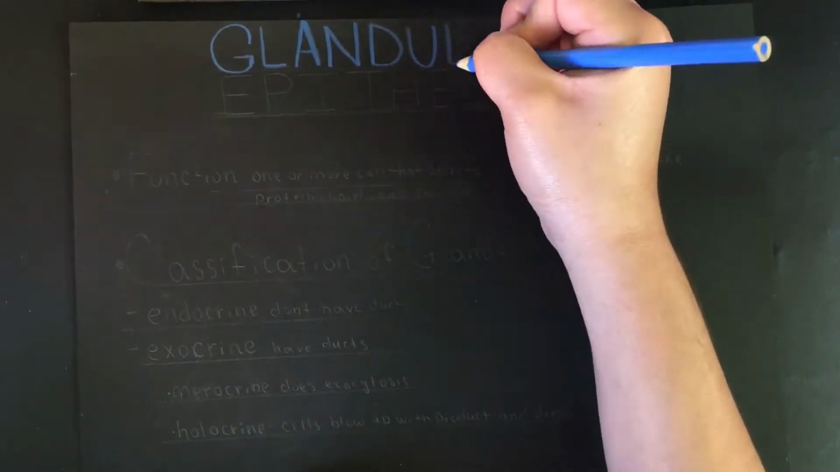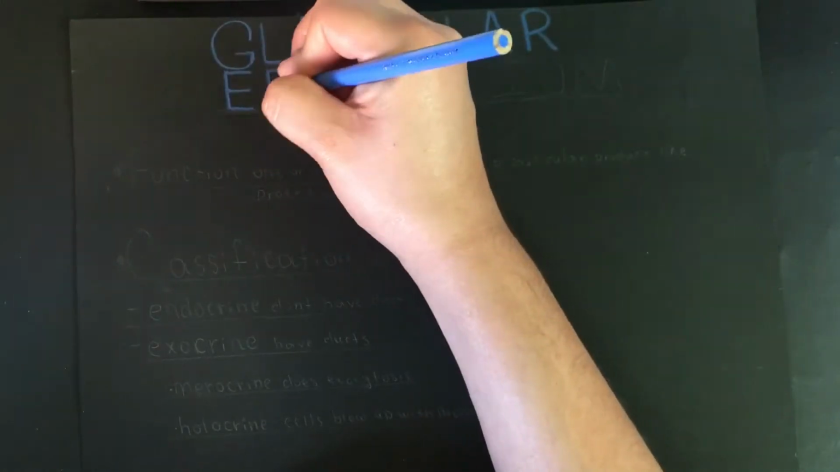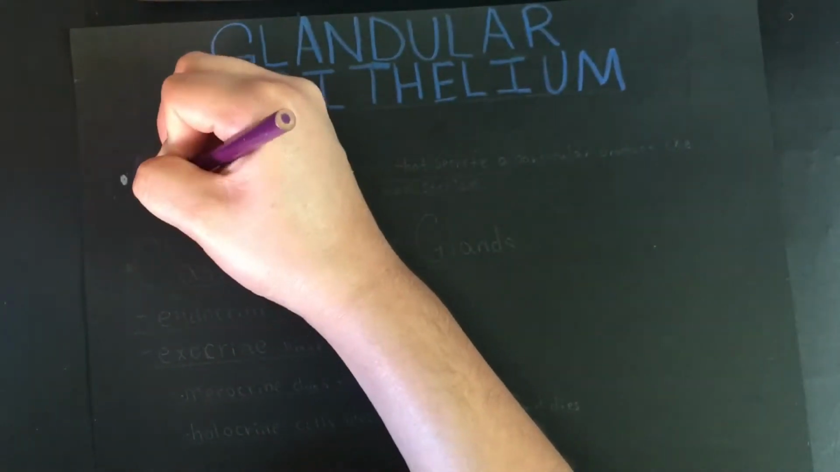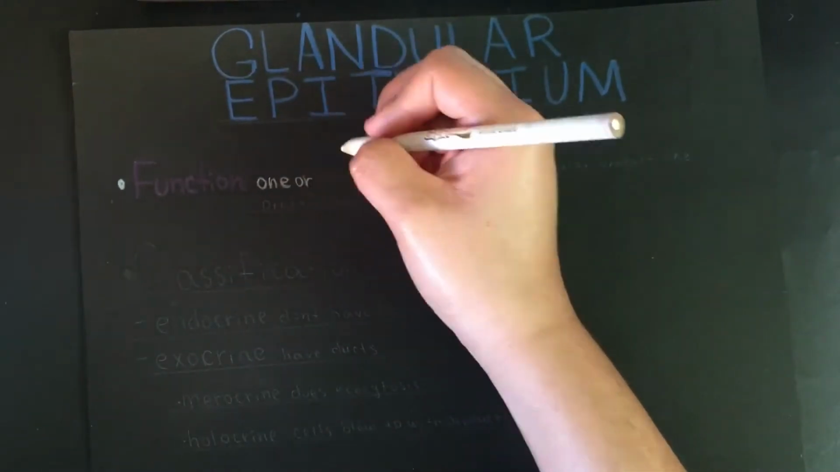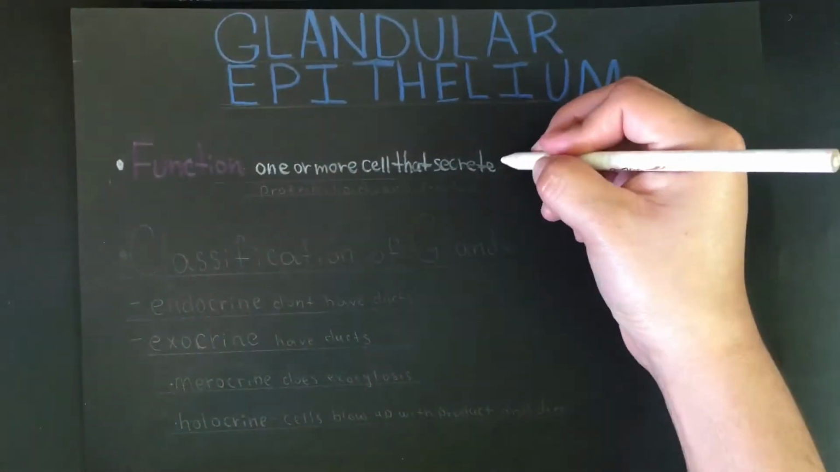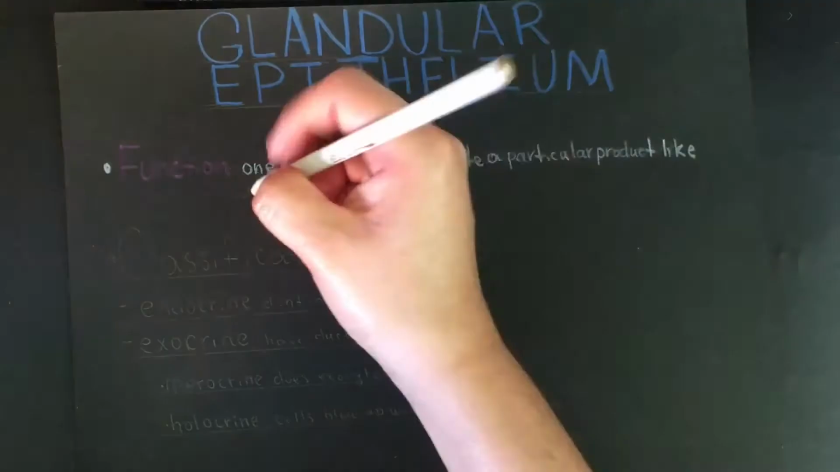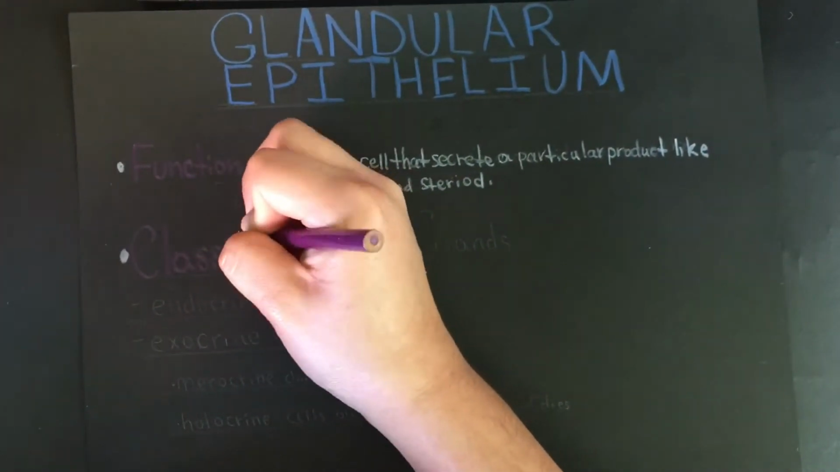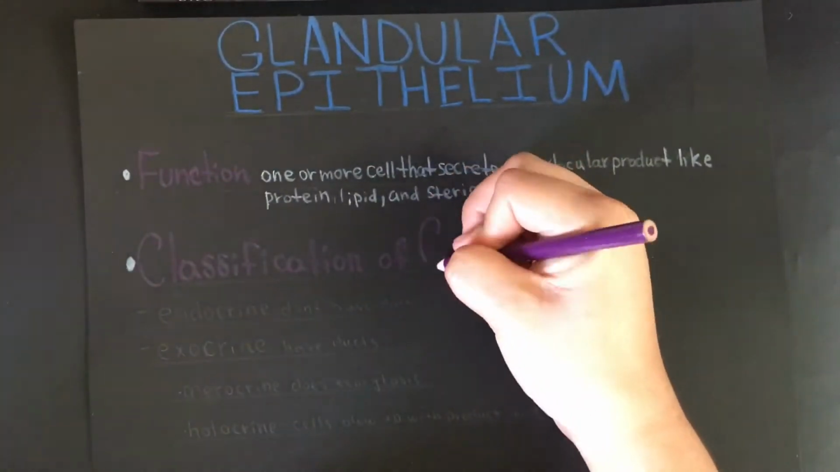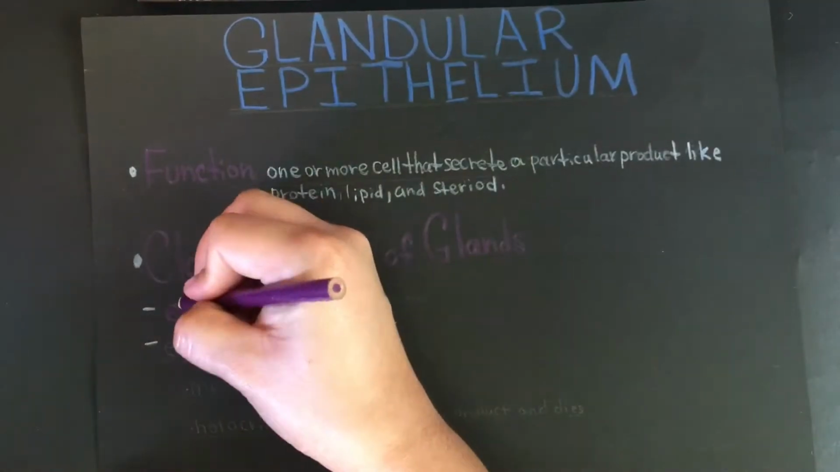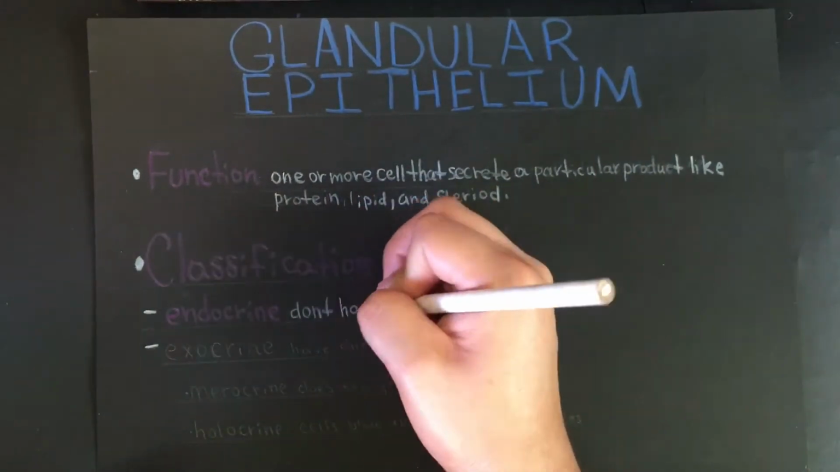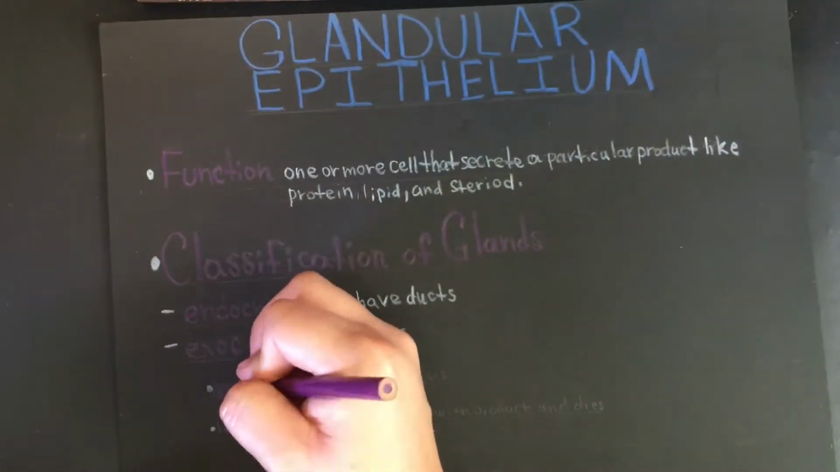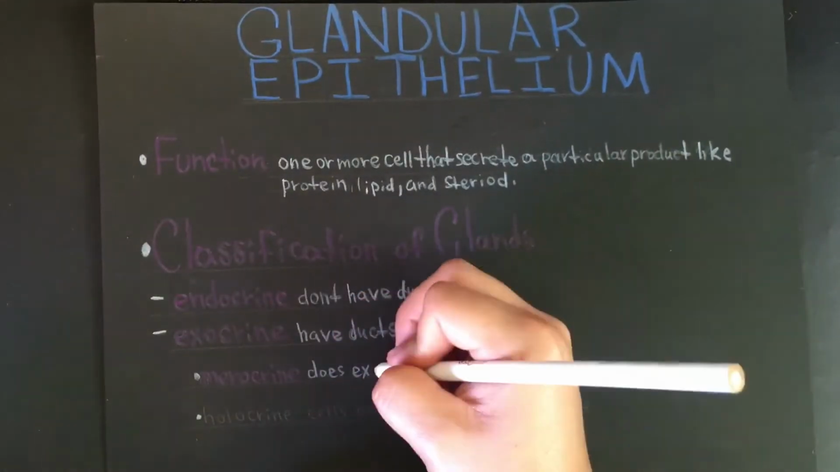Glandular epithelium. Function: one or more cells that secrete a particular product like protein, lipid, and steroid. Classification of glands: endocrine don't have ducts, exocrine have ducts, merocrine does exocytosis, and holocrine cells blow up with product and die.